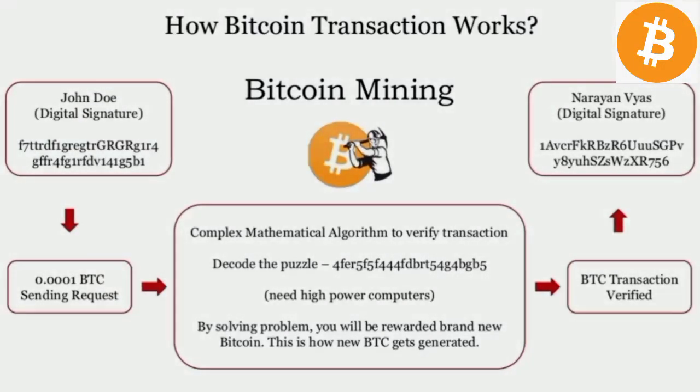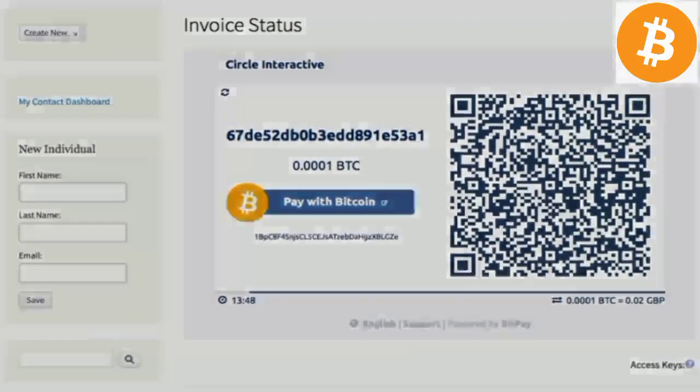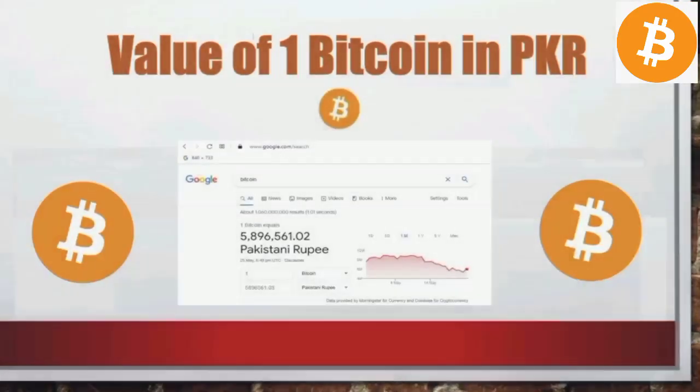If we discuss how Bitcoin transactions work and how bitcoins are generated, the answer is that it involves complex mathematical operations and calculations to be operated, to be mined. Here is a screenshot from Google search showing the value of 1 Bitcoin in BKR, and this value of 1 Bitcoin is really an eye-opener.